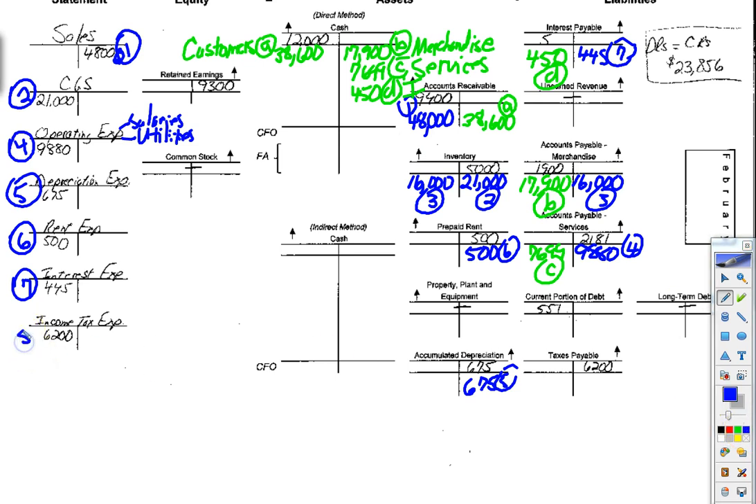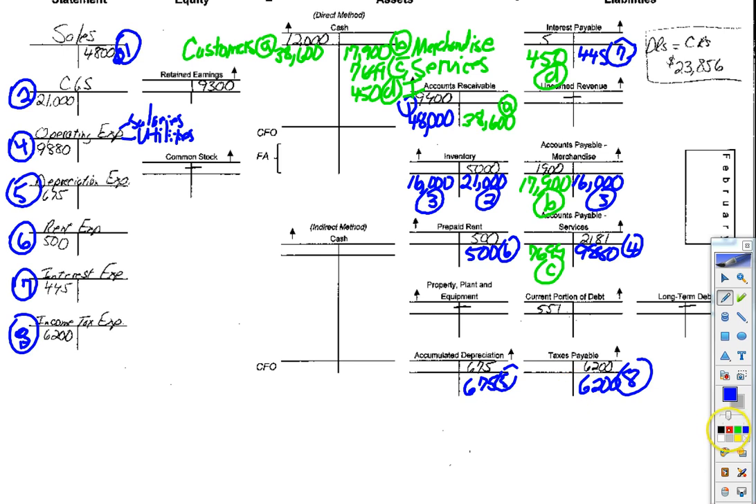Last one on the income statement, number 8, is income tax expense. What's the related account over here? Well, we owe money when we incur the income tax expense. So we have a debit to income tax expense, a credit to taxes payable. And that account is in balance. There must not have been any cash flows for it.